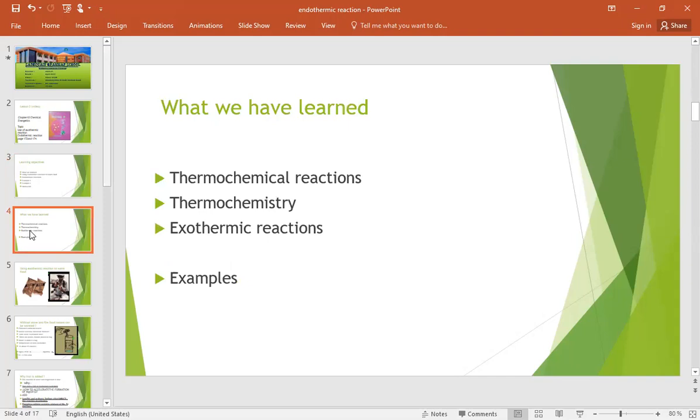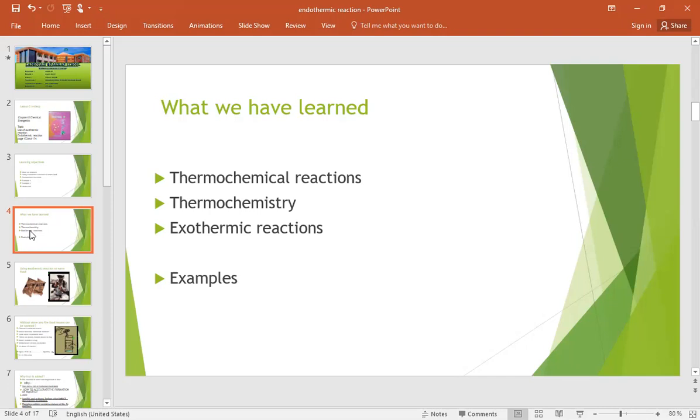What we have learned in lesson number 1 is thermochemical reactions, thermochemistry, and exothermic reactions. What were thermochemical reactions? The reactions during which material changes are accompanied with a change in heat. The branch of chemistry which deals with those reactions, the study of the heat changes in chemical reactions, is called thermochemistry.